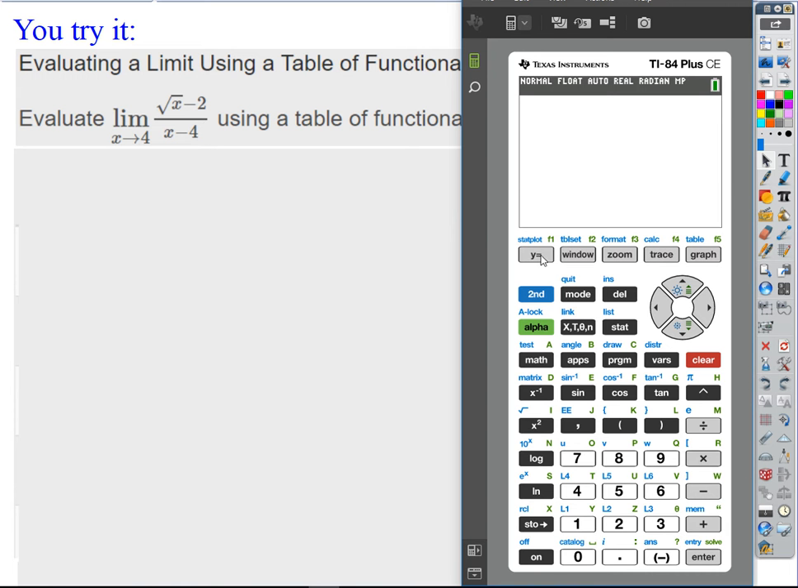Okay, so one thing we can do, let's go to the y editor. So y equals, and let's plug this in. So we've got the quantity square root of x minus 2, divided by the quantity x minus 4.